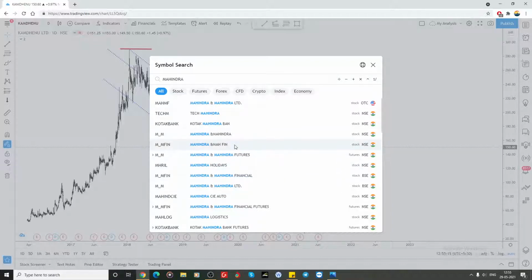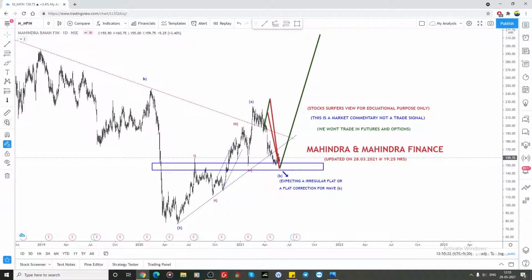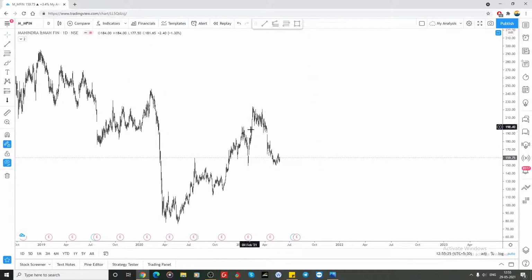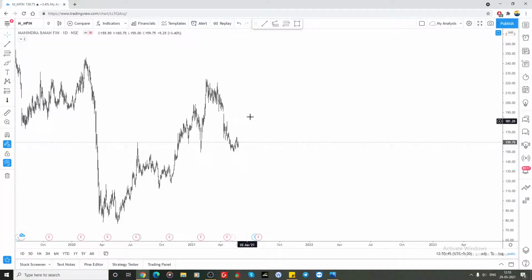So Mahindra and Mahindra Finance, same. It's looking like an aggressive impulsive wave to the downside. So A, B and C, and this is a major support zone. Now I'm at least expecting this zone of 190, whether it goes bigger or makes again complex corrections to reach the 135 zone. We will see that further, but now I'm expecting a bounce from here. So Mahindra and Mahindra we have already finished.